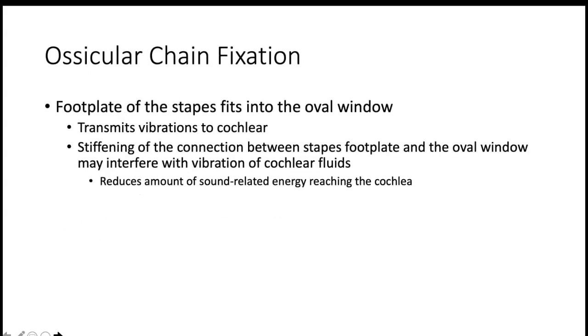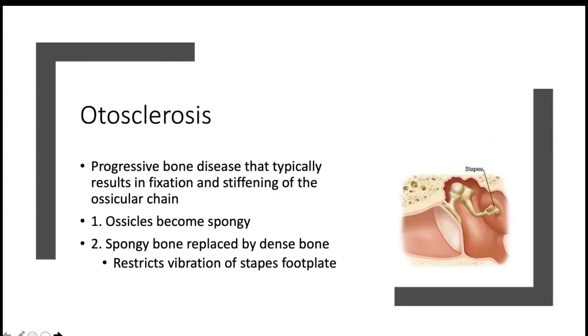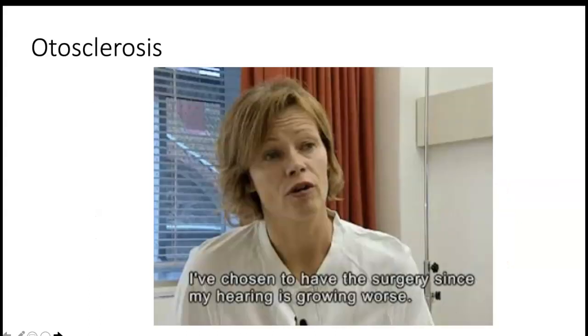Ossicular chain fixation. This is essentially when the footplate of the stapes is stuck in the oval window. And it's just a reduction in the physical transmission. So obviously it causes conductive hearing impairment. Otosclerosis is the most common type, and that's when you get sclerotic bone around the footplate of the stapes, becomes spongy, and then it gets hard. It doesn't allow that ossicular chain to vibrate. And here somebody's going to talk about that.